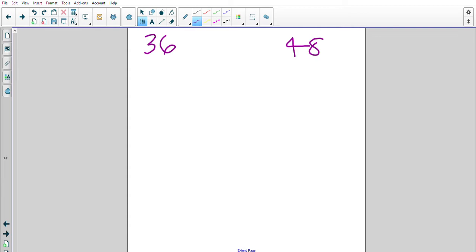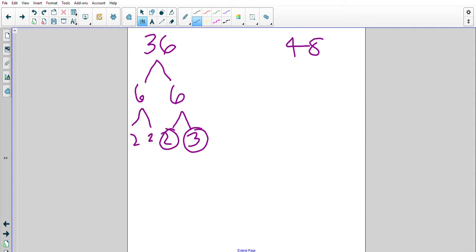So if I have 36, which I do right here, I know that I can break 36 into 6 and 6. Those are not prime, so I can keep breaking them up into factor pairs. I know that 2 and 3, which are both prime. And then I have 2 and 3, which are also prime. I cannot do anything else. So I'm going to write my prime factorization of 2 times 2 times 3 times 3.